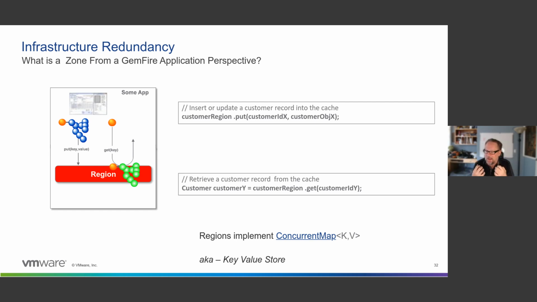GemFire is doing that in the background. Application writers are just sitting there doing puts and gets. Hey, go get me that customer. Go get Charlie. Charlie comes back. Oh, we had a data center go down. The application doesn't care. Your customers using your application won't care. It's good stuff. Sorry about that.